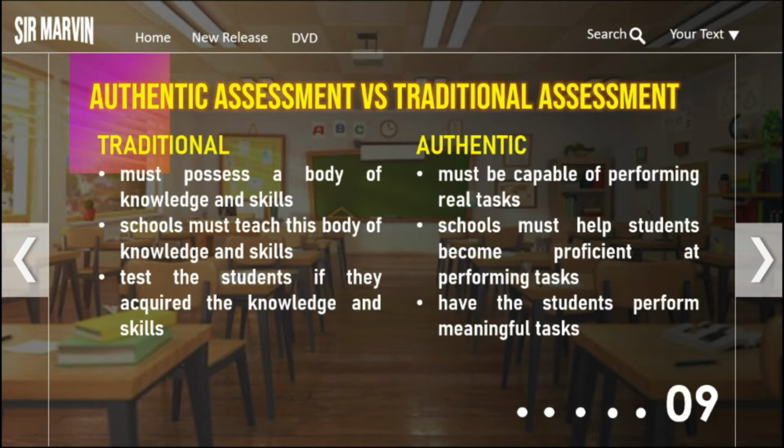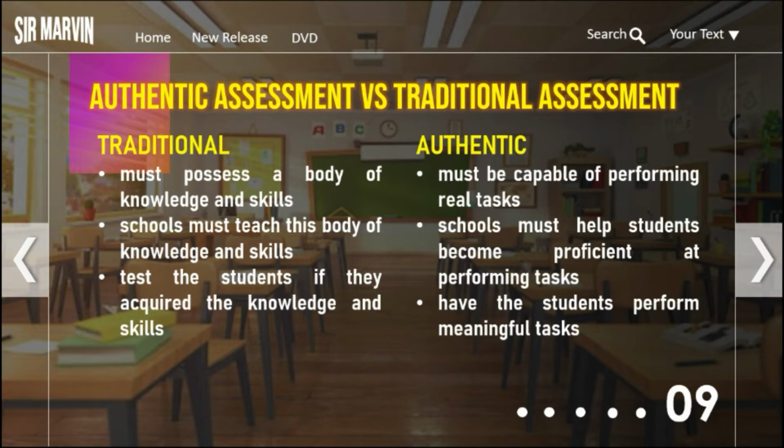Sa traditional kasi, kailangan lang nilang matutunan yung mga concepts na tinuturo ni teacher, yung mga informations na tinuturo ni teacher. Next one, under traditional, schools must teach this body of knowledge and skills. So dito, si teacher naman ang in charge, okay, na i-spoon feed or turuan si student. So ang gagawin lang dito ni student ay makinig at tanggapin yung mga informations. Kumbaga sa traditional, nagiging teacher-centered na siya. Kay teacher nanggagaling lahat ng informations.